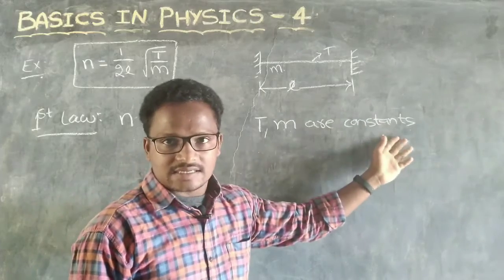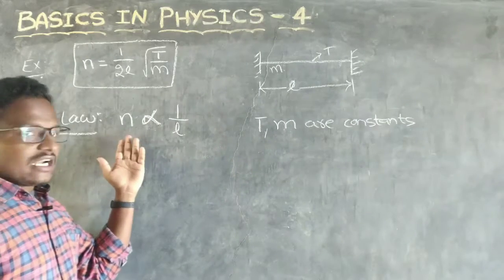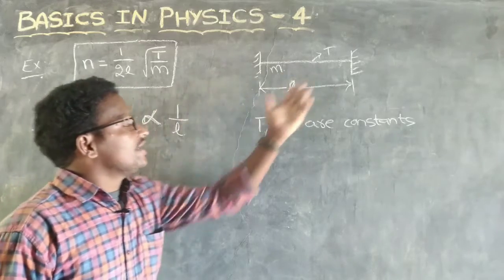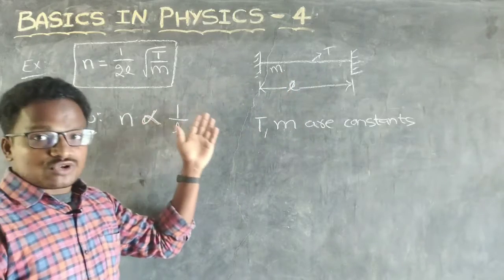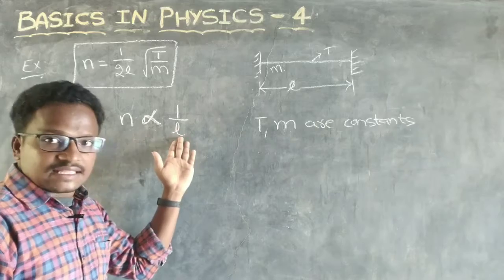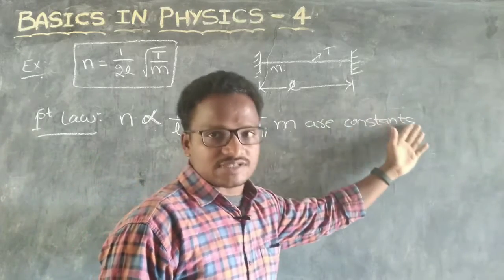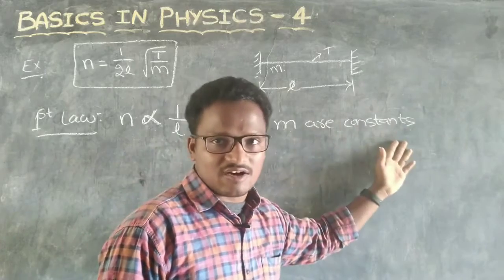M are constant. See one more time. The fundamental frequency of a stretched string is directly proportional to its length when tension and linear density are constant, meaning T and M are constant.